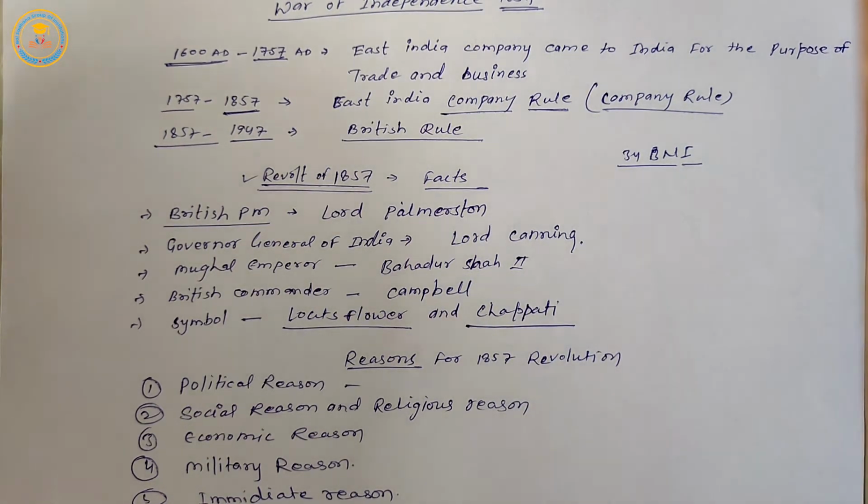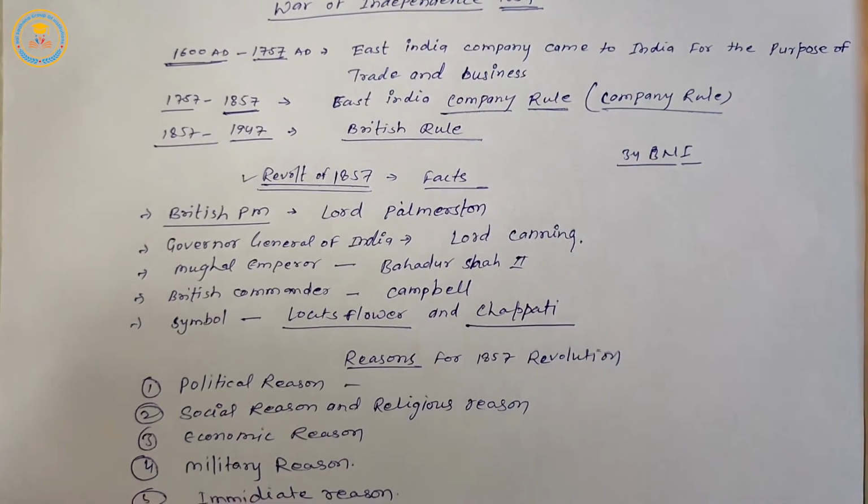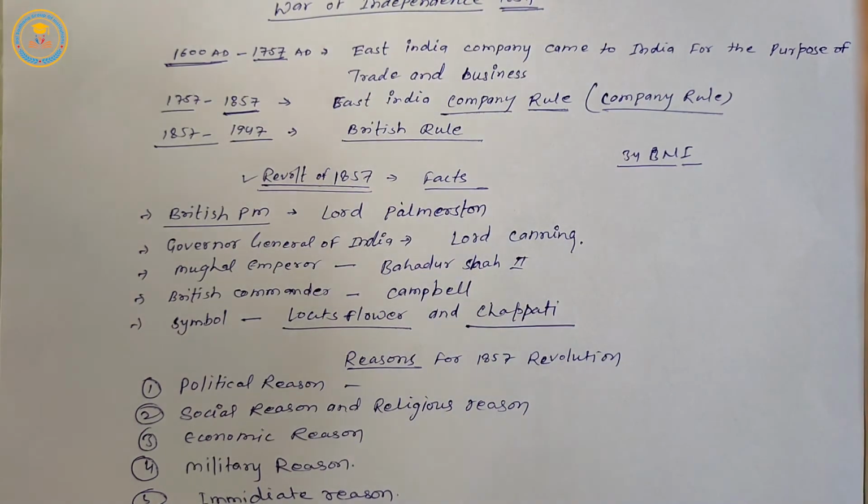In the political reasons, first, there was great resentment among the Indian rulers against Lord Dalhousie's Doctrine of Lapse. Second, the Mughal emperor was insulted by the British government. After the revolt, making him the leader of 1857, Mughal emperor Bahadur Shah was imprisoned in Rangoon jail. Third, the British government discontinued the pension of Nana Sahib, the adopted son of Bajirao II.